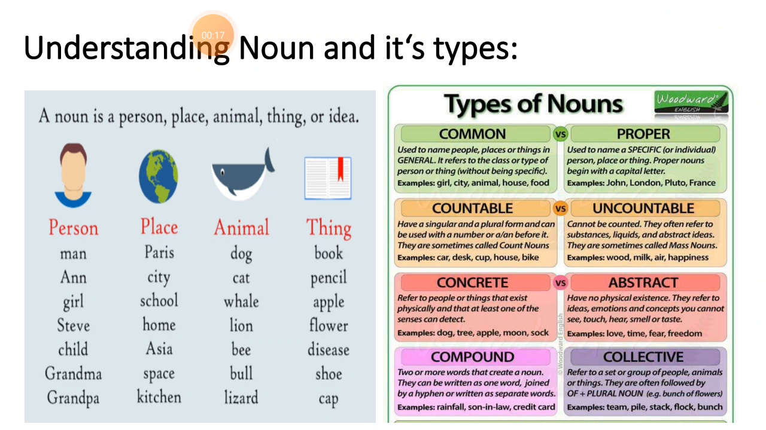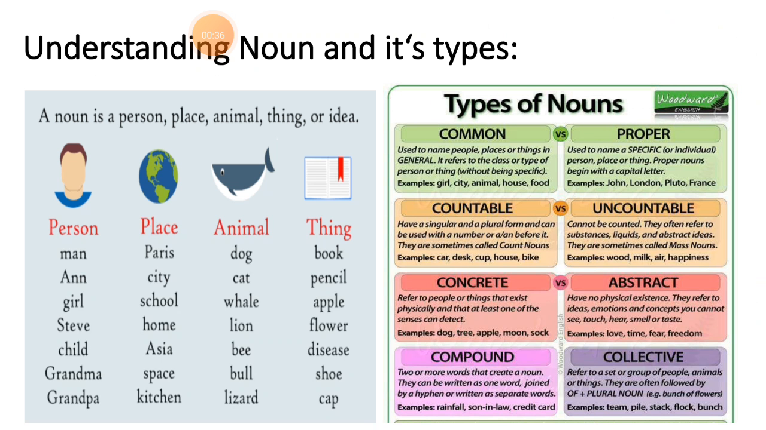Understanding noun and its types. First of all, we need to understand that there are 8 types of nouns. There's common noun, proper noun, countable, uncountable, concrete, abstract, compound, collective. What is noun, basically? Noun is a person, place, animal, thing, or idea.